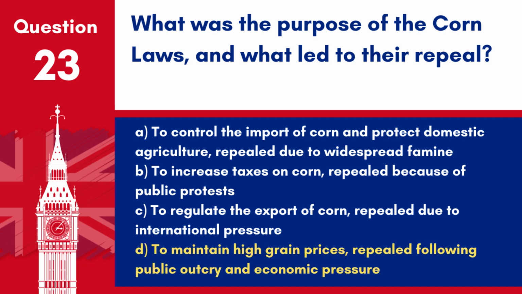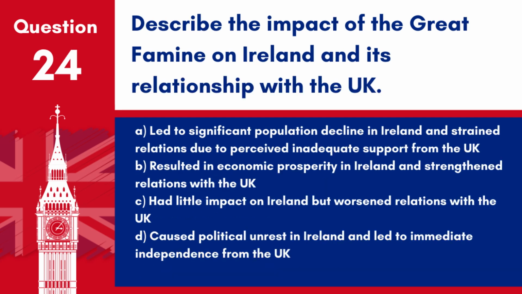Answer. D. To maintain high grain prices, repealed following public outcry and economic pressure. The Corn Laws were initially implemented to maintain high grain prices by restricting imports. They were repealed in 1846 amid economic pressure and public outcry, which was part of the broader movement towards free trade.